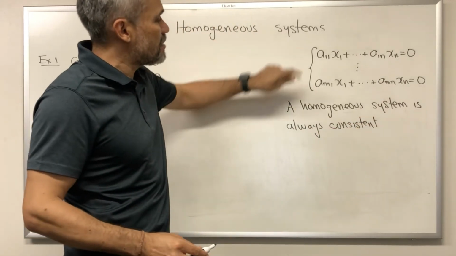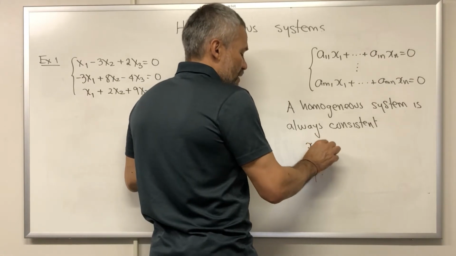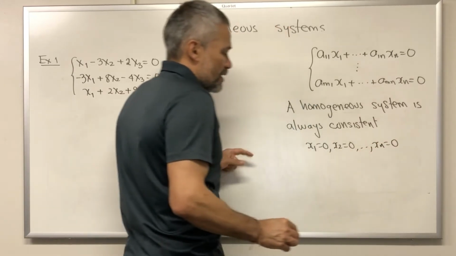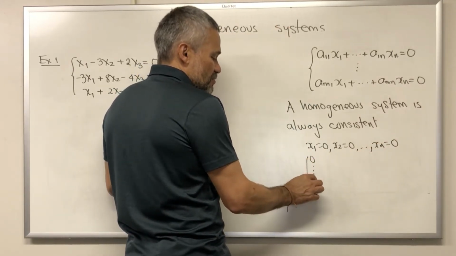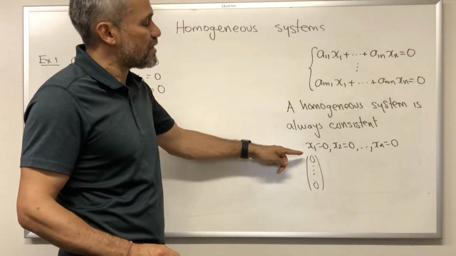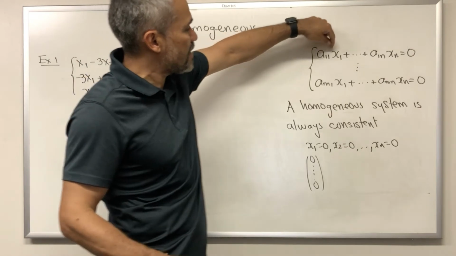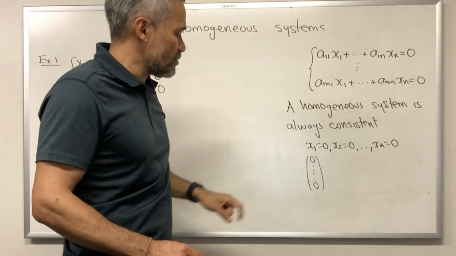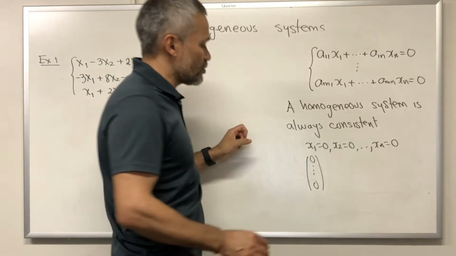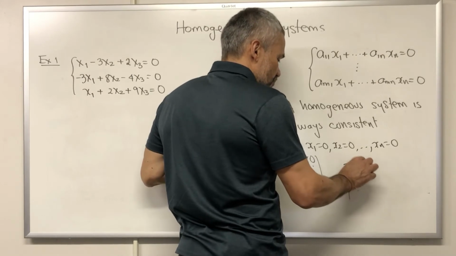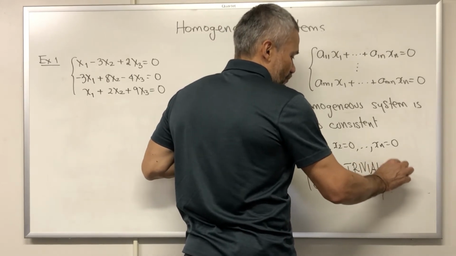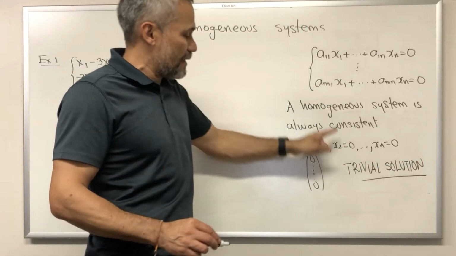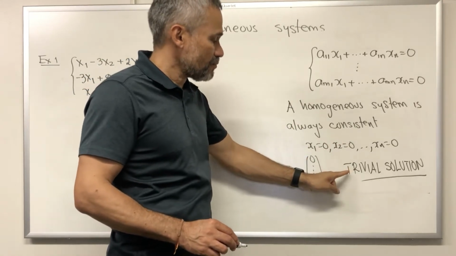And the reason is because x1 equals 0, x2 equals 0, and xn equals 0. That means that the solution given by the vector 0, 0, 0, 0, when all the variables are 0, is a solution of the system. If we replace x1, x2, x3, and all the variables with 0, we get equality in all the equations. This solution is called the trivial solution. And every homogeneous system has the trivial solution as a solution.